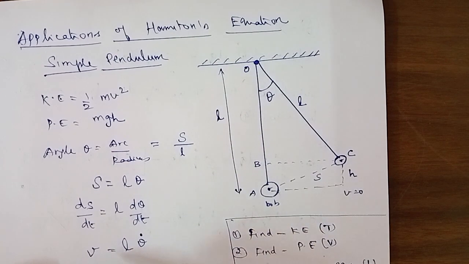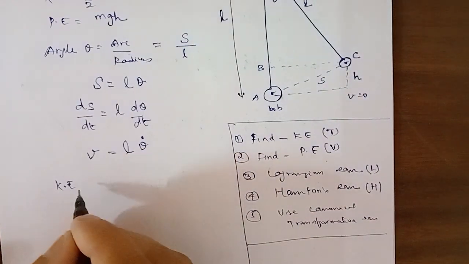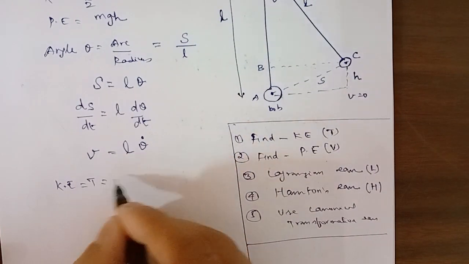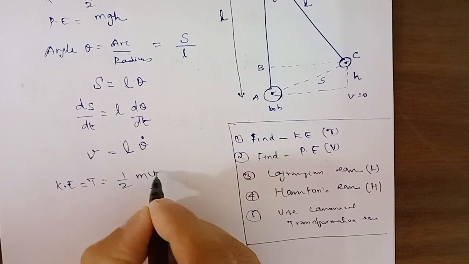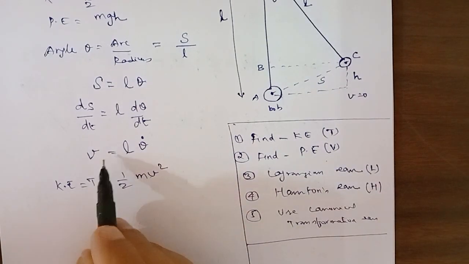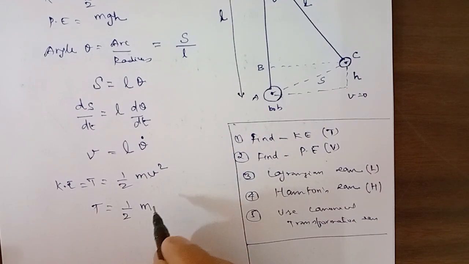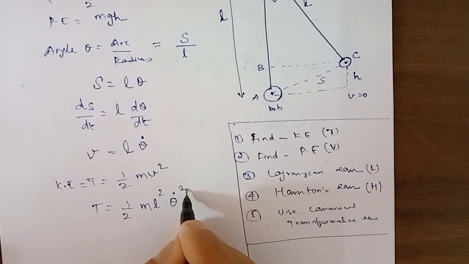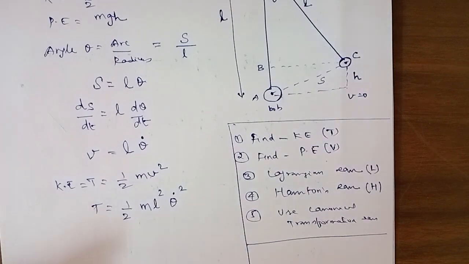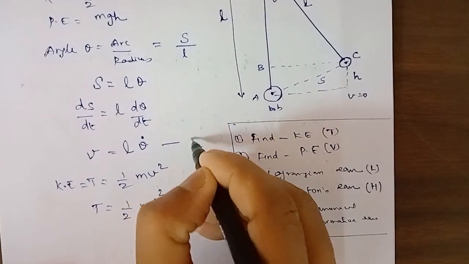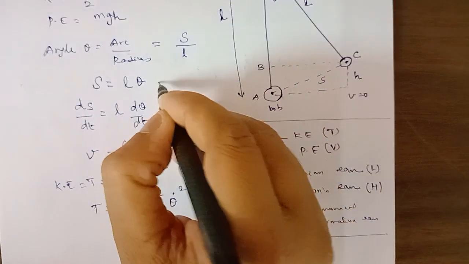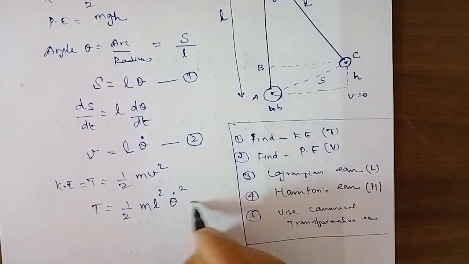So we know the value of v. What will be the kinetic energy then? Kinetic energy T is equal to half m v square. Instead of v you substitute this value, therefore T is equal to half into m into L square theta dot square. Understand? Now you make this equation number 2 and the earlier one equation number 1. So this is equation number 3.